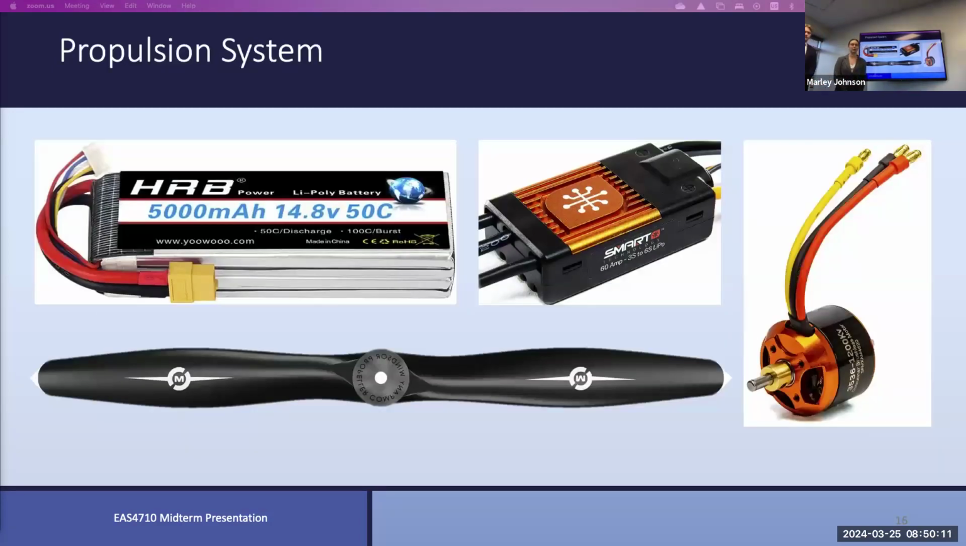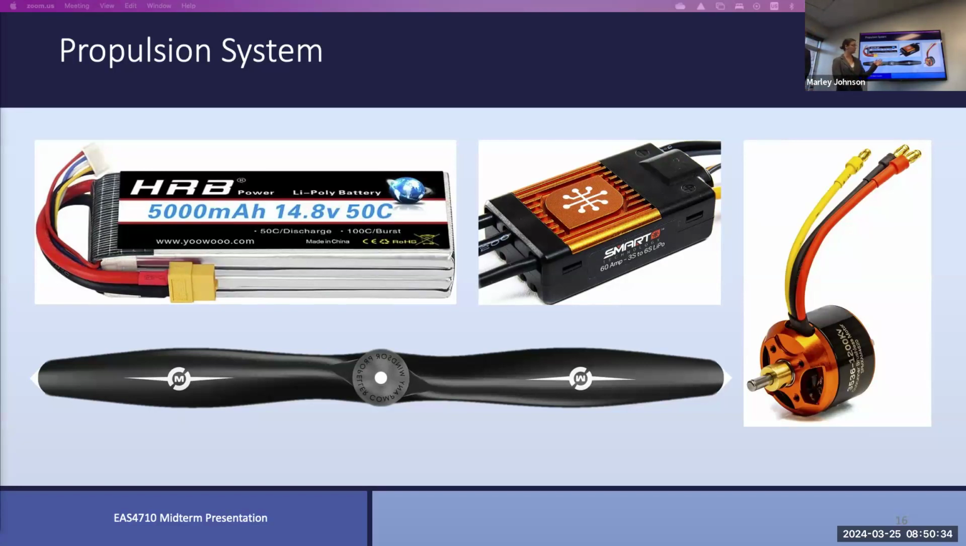And I'll walk you through our propulsion system. So our propulsion system consists of the battery, the electronic speed controller, or ESC, the motor, and the propeller. So starting with the battery, we have an HRB 5000 mAh 1450C battery. This was chosen for its high power and long runtime, which would be great for surveillance.